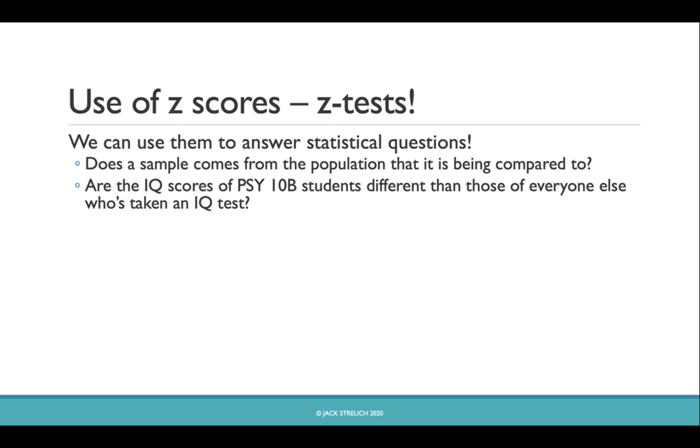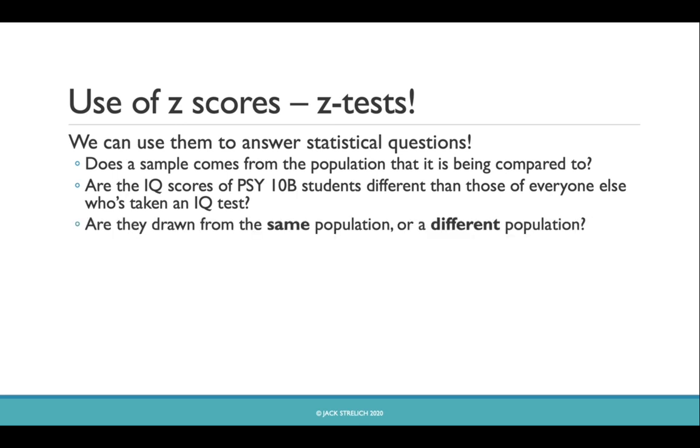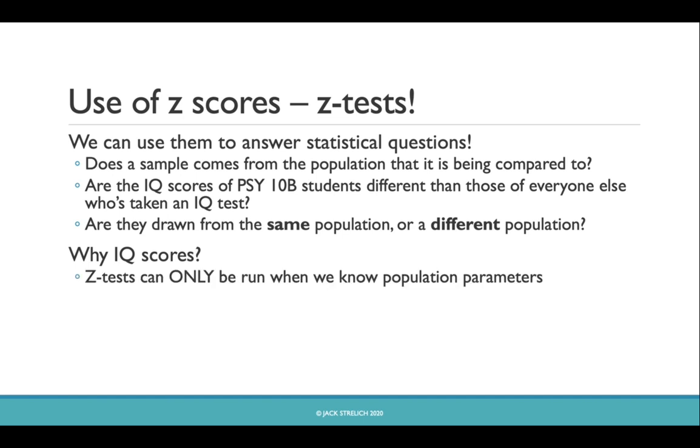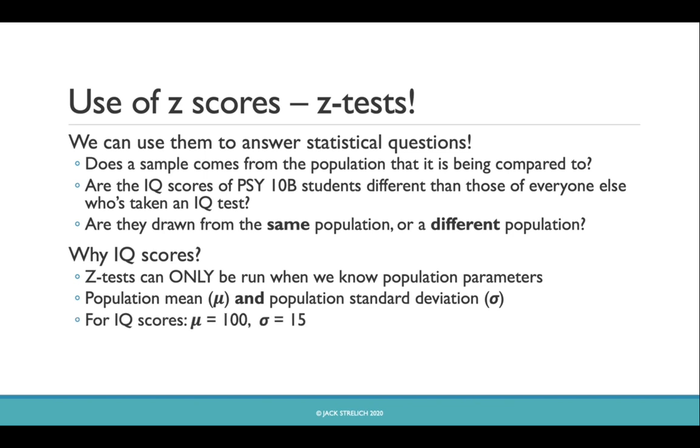Let's say we want to know if the IQ scores of Psych 10B students differ from those of everyone else who's taken an IQ test. In other words, are they drawn from the same population or from a different population? Now, IQ is a very complex and very fraught topic. So why use it in this example? Well, z-tests can only be run when we know population parameters. That is to say, the population mean, mu, and the population standard deviation, sigma. Conveniently, for IQ scores, by definition, the population mean is 100 and the standard deviation is 15. So we have all the information that we need in order to run a z-test.